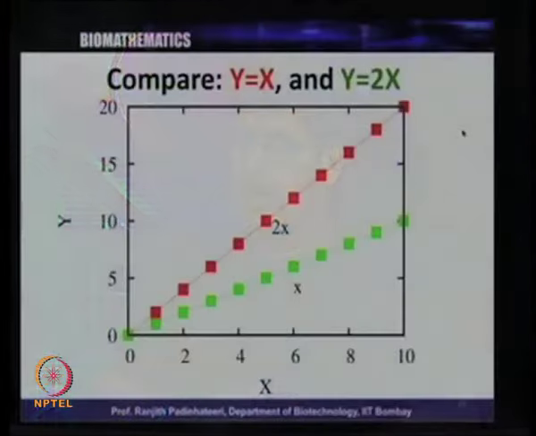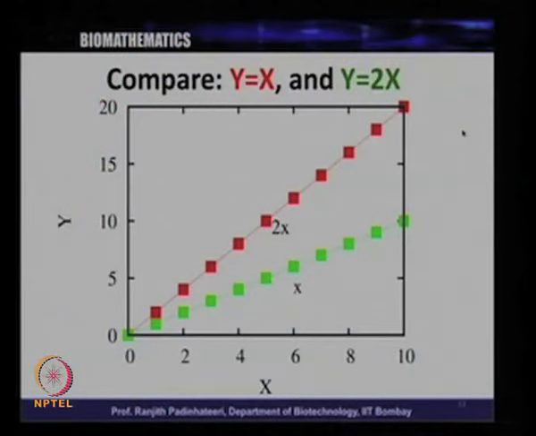As of now, let us compare these two curves. Let us look at the next slide, where we have compared y is equal to x and y is equal to 2x. What is written on the top is wrong. What actually is that the green curve is y equal to x, as is marked here, and the red curve is y equal to 2x, which is shown in red. So the color code shown at the top is not correct. y equal to x is shown in green and y equal to 2x is shown in red.